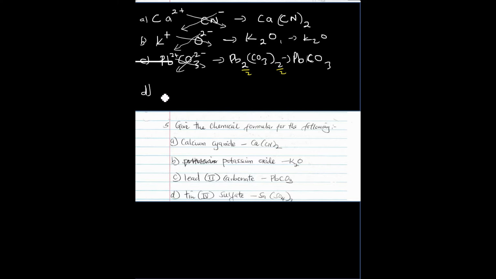D, tin 4 sulfate. So it means our tin will have a charge of 4 plus. That's why it's called tin 4. Lead 2 has a charge of 2 plus. Tin 4 has a charge of 4 plus. Sulfate is written like that. You have to know the formula for sulfate, like I said before, for you to get the right formula.